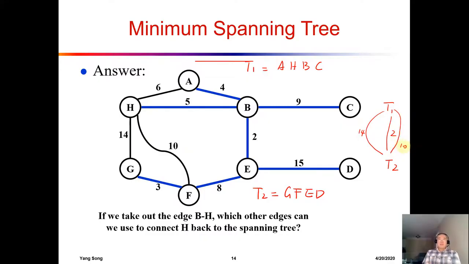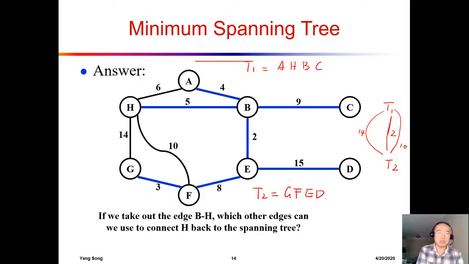Okay, so the point is, if we separate the tree 1 and the tree 2, or T1 and T2, we can see there are three possible ways to connect T1 and T2, right? Okay, and then what do we do? We want to build a minimum spanning tree. So we have to pick the one with the lowest cost, and the lowest cost will be from B to E.